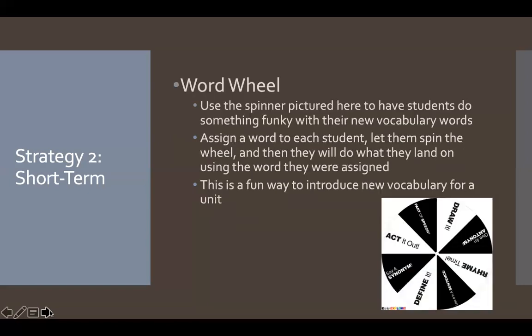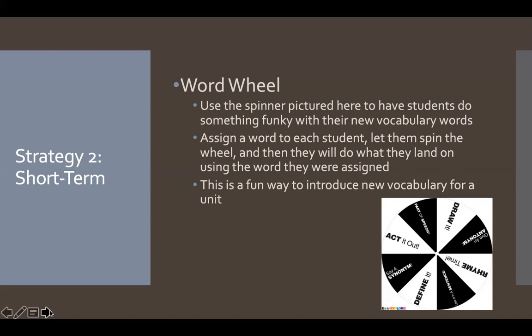The next activity is called Word Wheel, and this is a short-term activity as well because it would only be used once in a while with new vocabulary words for the students. If you're introducing new words to a unit, this would be a fun way to do that. You use the spinner pictured on the slide to have the students do something funky with their new vocabulary words. You would assign a word to each student, let them spin the wheel, and then they will do what they land on using the word that they were assigned.